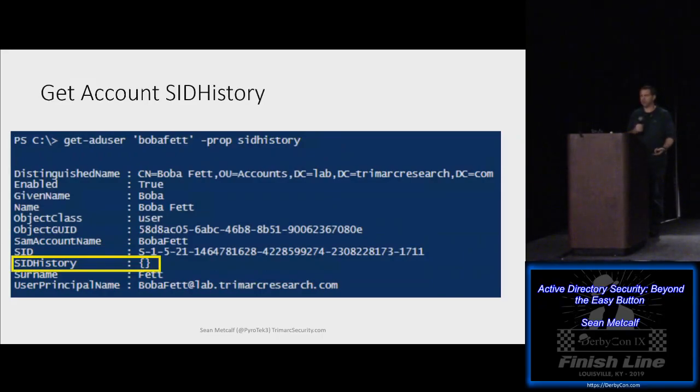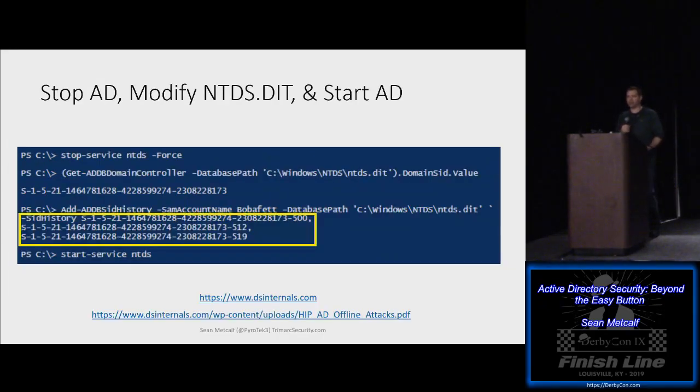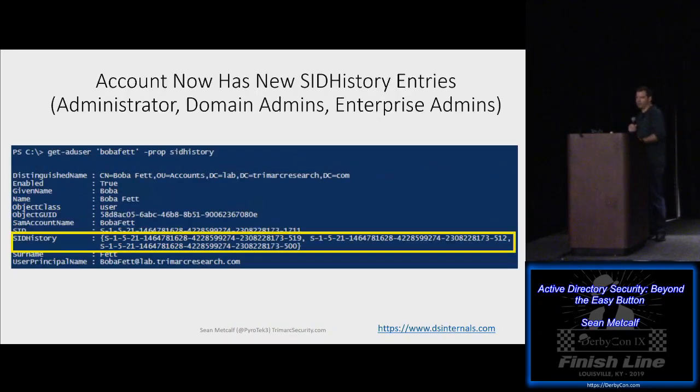There's no SID history here. Same thing. We're going to stop AD, modify the DIT, start AD again. Again, it doesn't matter if we do this on a running DC by stopping the AD service, or if we modify the DIT directly on storage. When we get the DC back up again and running, it replicates. Now we have this account that has SID history. But it gets more interesting than that.